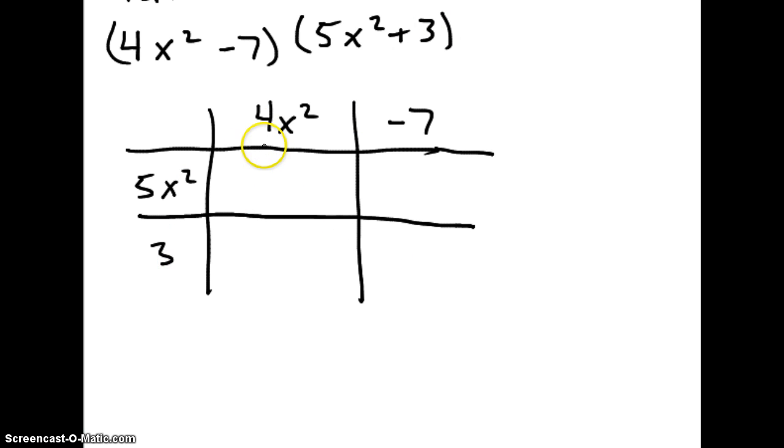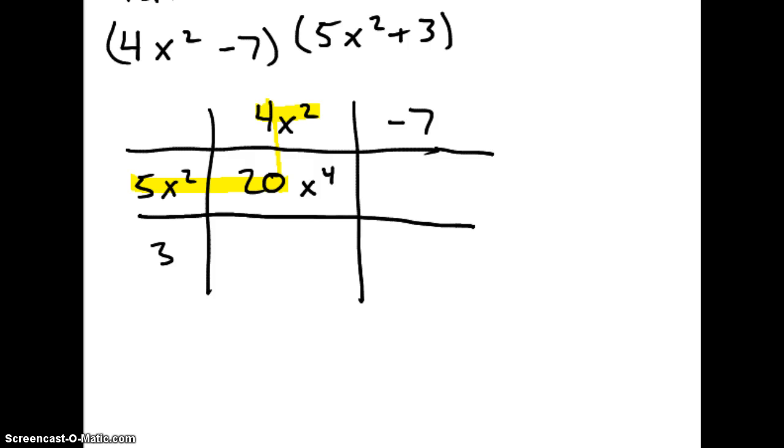So now what I do is I treat this like a multiplication table. Going downward, I've got this, and if I make these two meet up, this 4x squared and this 5x squared, those will meet in this box right here. So I multiply those two together and I put the product in this box right here, 20x to the fourth.